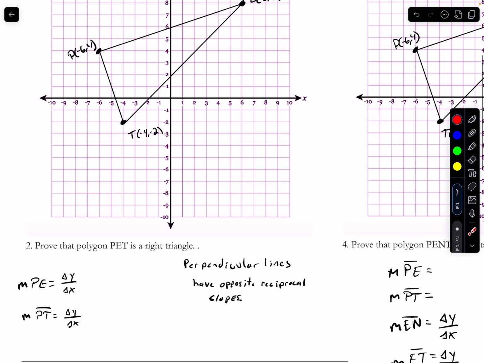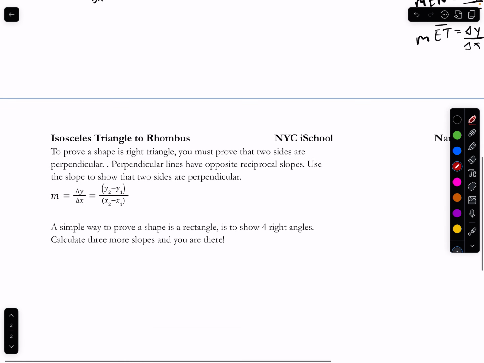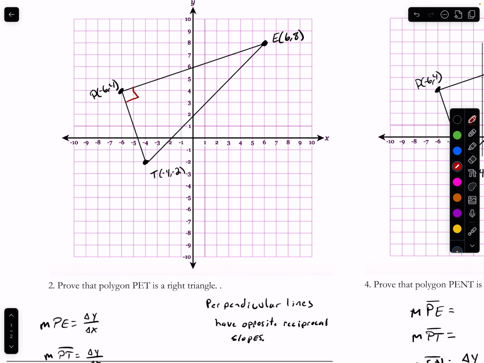So we know what we're going to need here, and we can see very clearly when we look at it, okay, this looks like a right angle. So what we need to show here is that perpendicular lines have opposite reciprocal slopes. Okay, on the back of your sheet, you have a little bit of a guide here to kind of help you out. But what we're looking at here is what is the slope of P to E here.